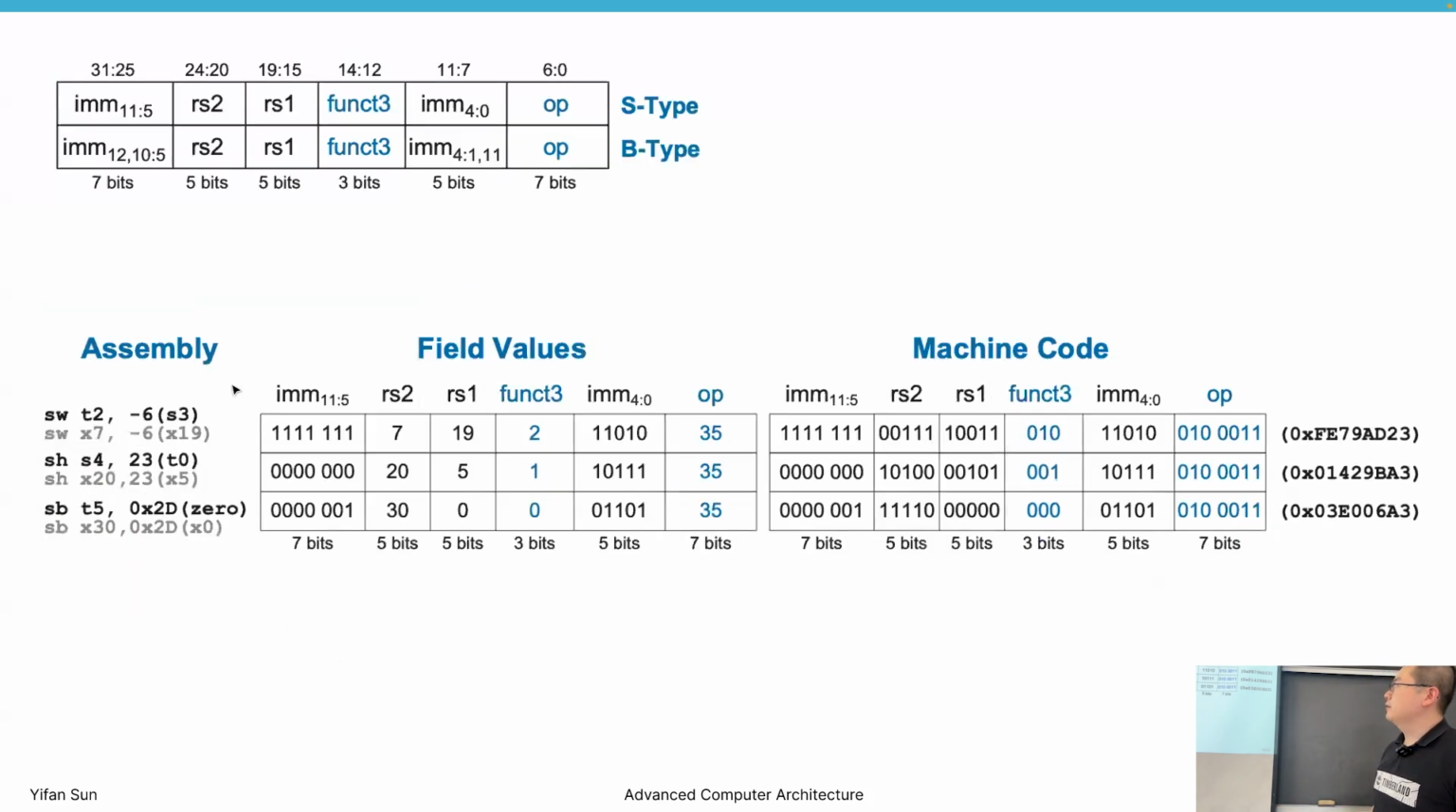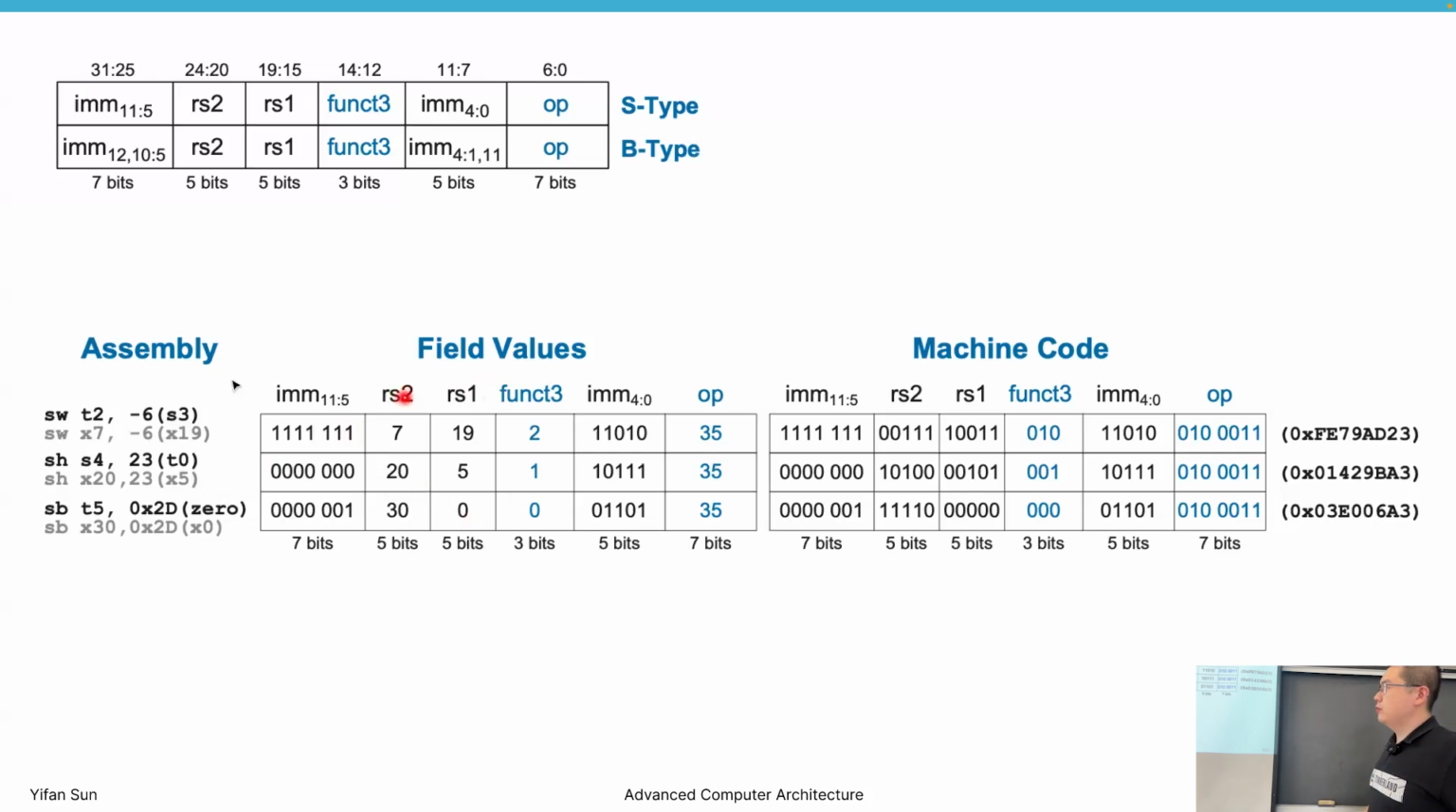Okay, then we have S type. S is for store. Now finally, remember, S type and B type. B is for branch. Now, as for store, it is developed in this way.